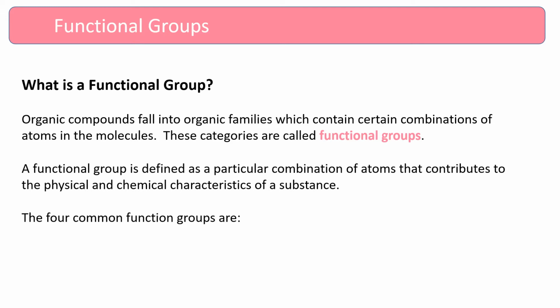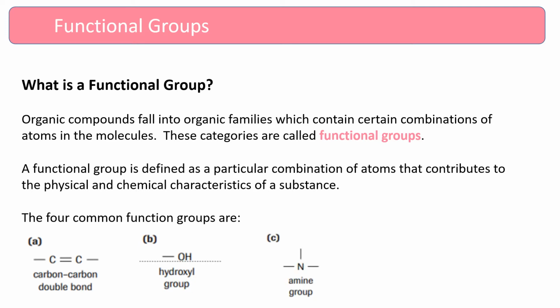The four common functional groups are the carbon-to-carbon double bond, the hydroxyl group, which is bond OH, the amine group, which is bond N, and the carbonyl group, which is a C double bonded to an O.